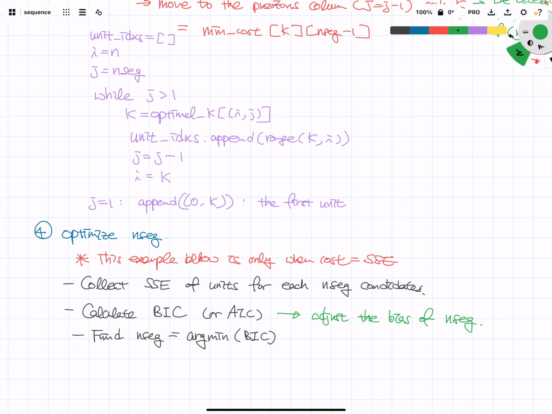So when n segment is larger, the total SSE is supposed to be smaller, because when you have more segments, the number of values in each unit will be lower, so SSE can be lower, right? But the BIC will compensate for this trend. And how to calculate the BIC from SSE values? I mean, we can find it online.